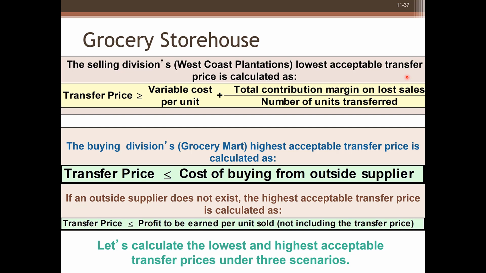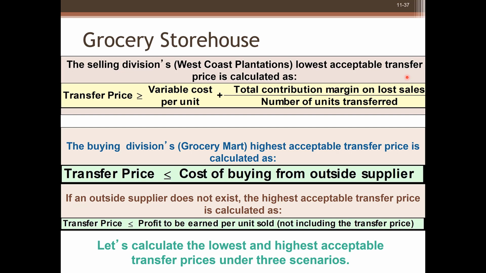The selling division, West Coast Plantations, will agree to a transfer price only if it increases divisional profits. So the transfer price must be greater than selling division's variable cost per unit, plus amount which covers any contribution margin that could have been earned selling to regular customers, but sacrificed by selling to the buying division, Grocery Mart.